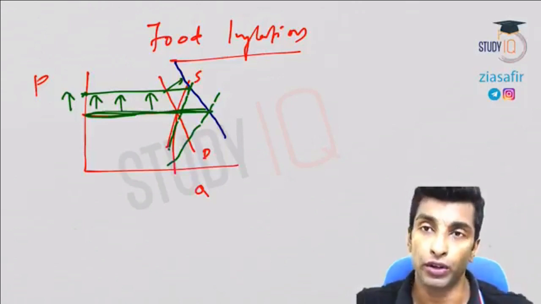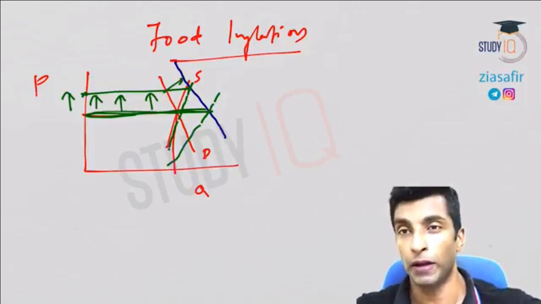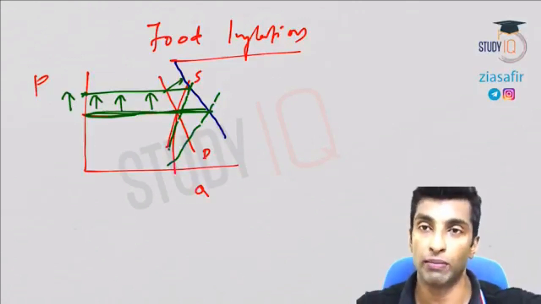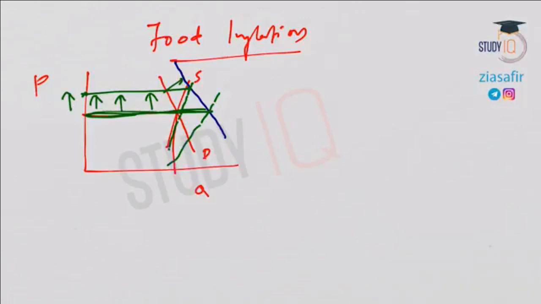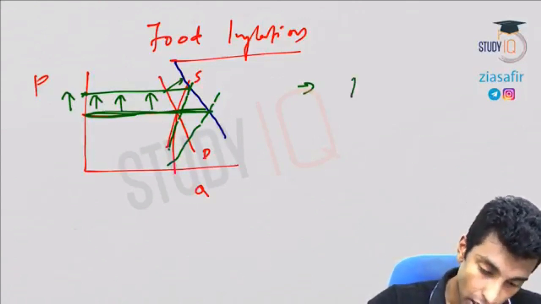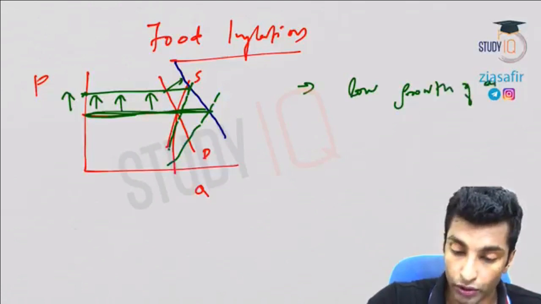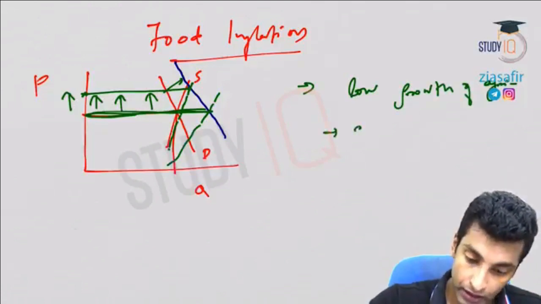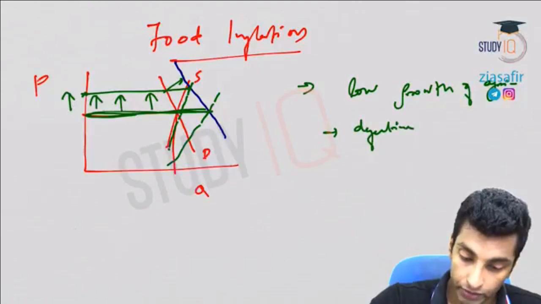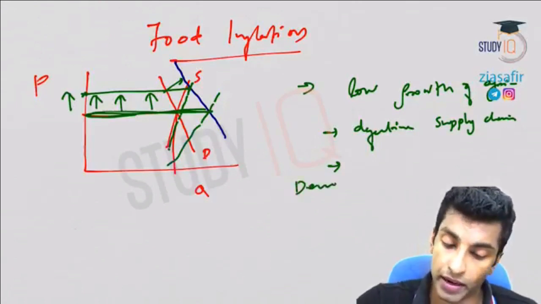What you need to do, you cannot reduce demand for food, rather what you can do is increase the supply. What can you do for that? Supply chain management, all those things is what you need to do. The reasons for low supply are low growth of agriculture and defective supply chain. Now at the same time, demand is high.